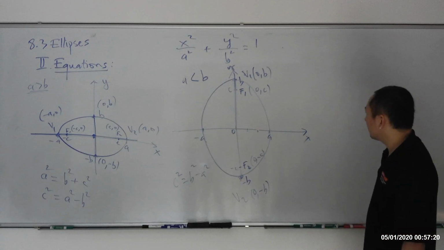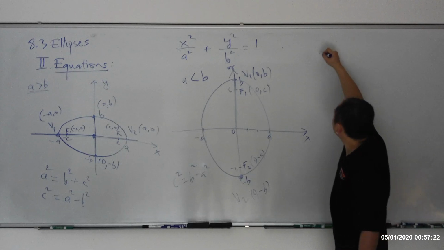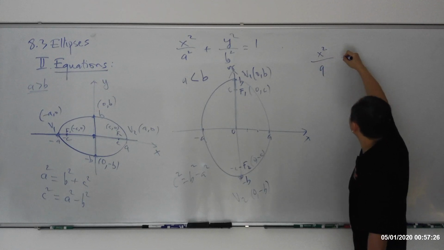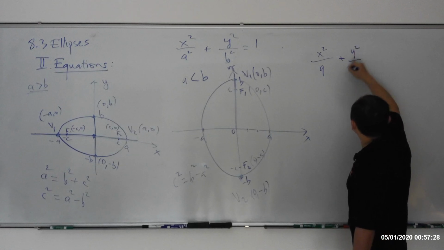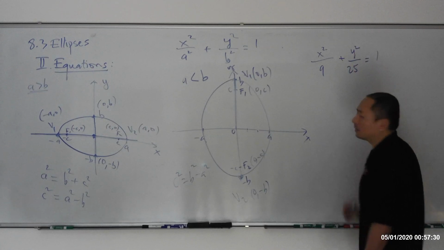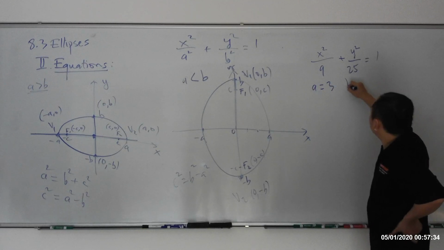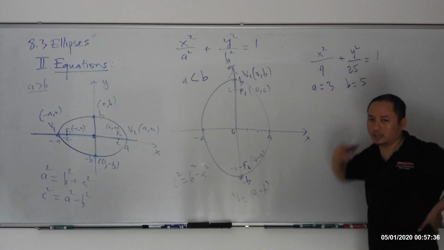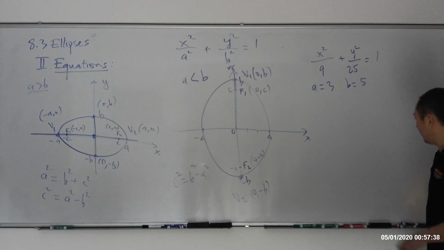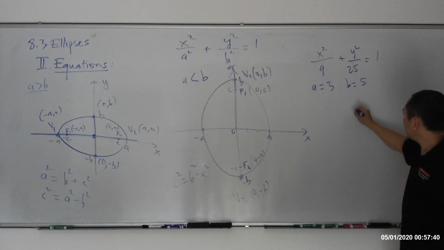Okay, so for example, think of this: x squared over 9 plus y squared over 25 equals 1. So this time, in this example, a is equal to 3 and b is equal to 5, because 3 squared is 9 and 5 squared is 25. And let's graph it.